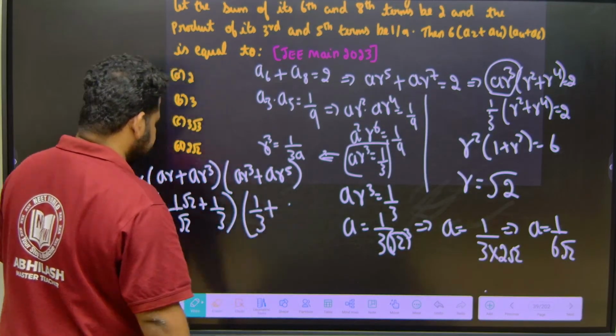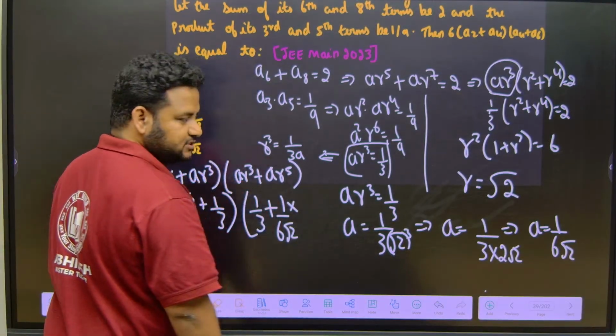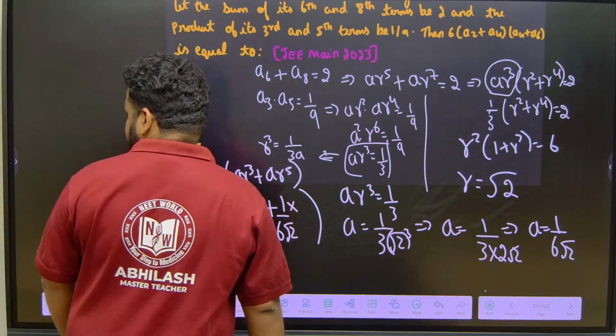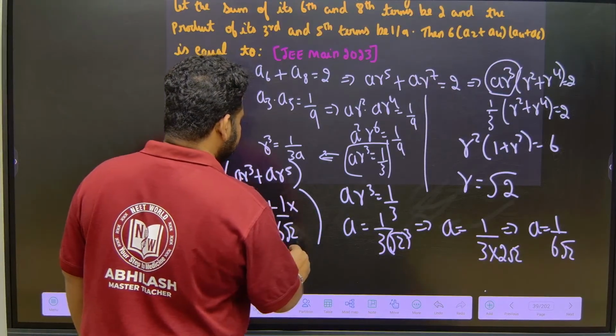AR to the power of 5, that is A is 1 by 6 root 2. And what about R to the power of 5? I am just calculating this. Previously we had already solved, but you wanted the final answer, so I am solving this again. So R to the power of 5 means, that is R is nothing but root 2.